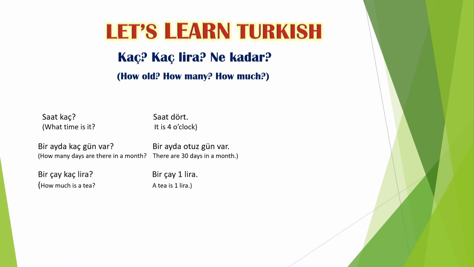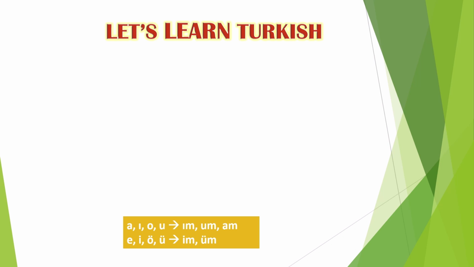Bir çay kaç lira? How much is a tea? Bir çay 1 lira. A tea is 1 lira. Kaç yaşındasınız? How old are you? 24 yaşındayım. I am 24. Last but not least thing in today's lesson is nominal sentences.